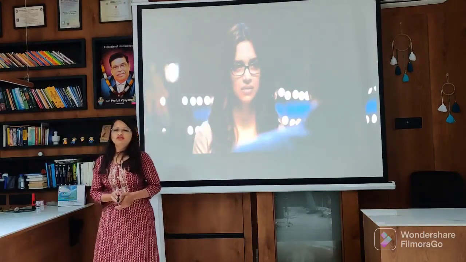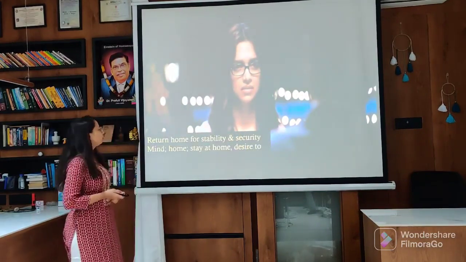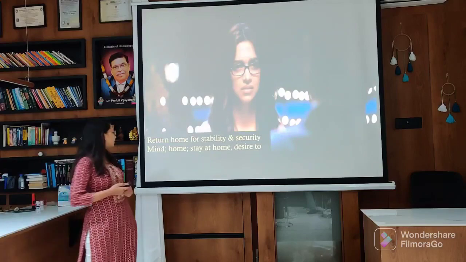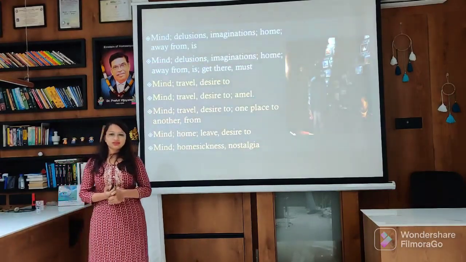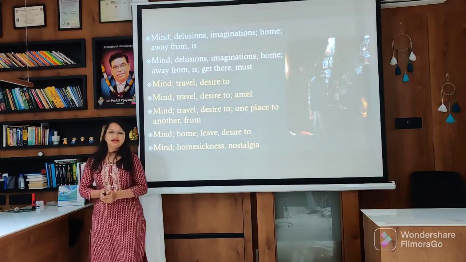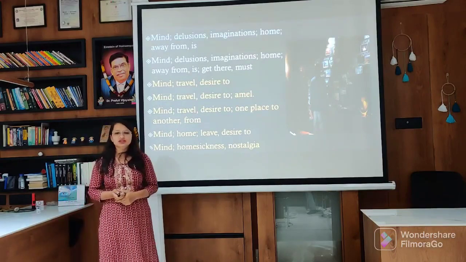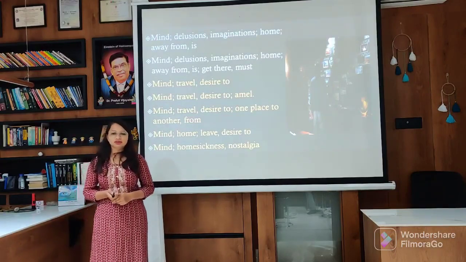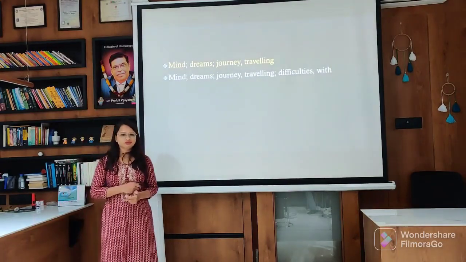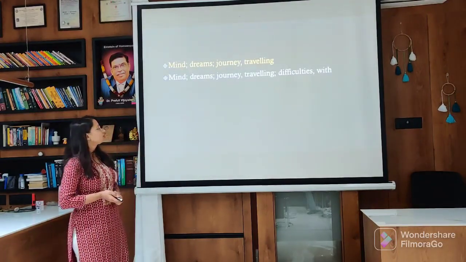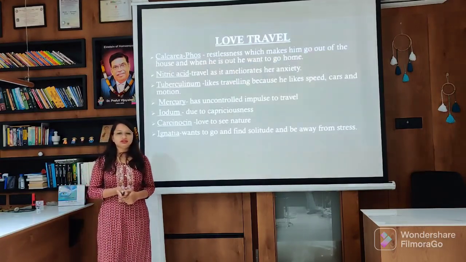Come home for stability and security, for love. Rubrics: return home first, stability and security. Rubrics are mind, home, stay at home, desire to. Other rubrics are mind, delusion, imagination, home, away from is, getting there must. Mind, home, leave, desire to. Mind, dream, journey, traveling, difficult.